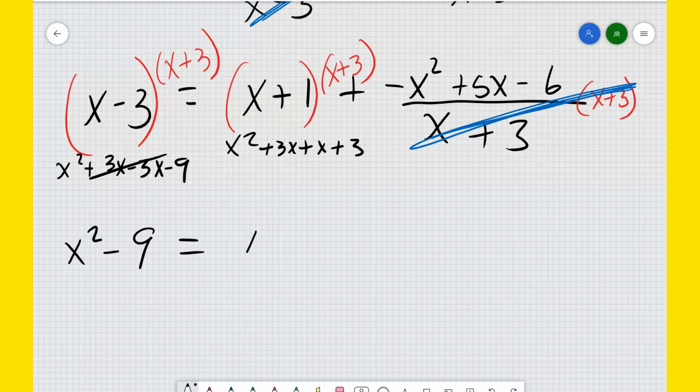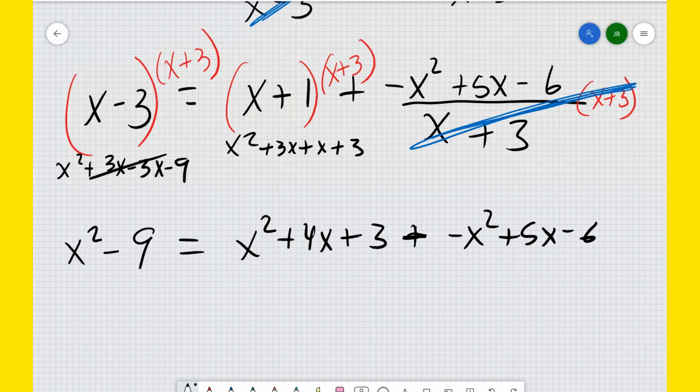plus 3. So that's x squared plus 4x plus 3 plus negative x squared plus 5x minus 6. Now if you just wrote minus x squared instead of plus negative x squared, that's totally fine. That's the same thing. Okay, now what happens?